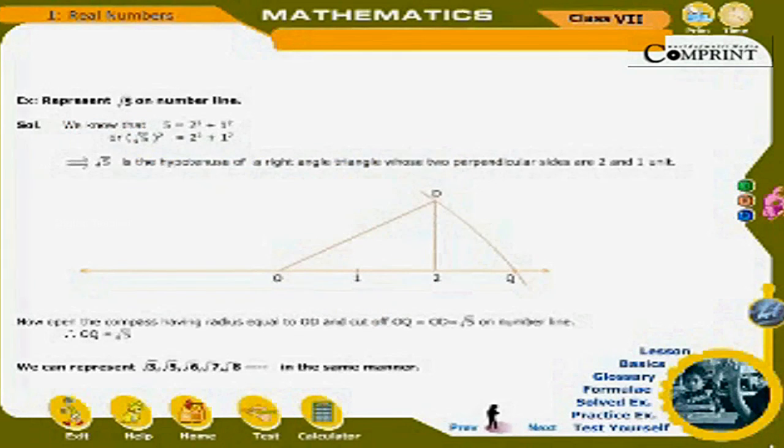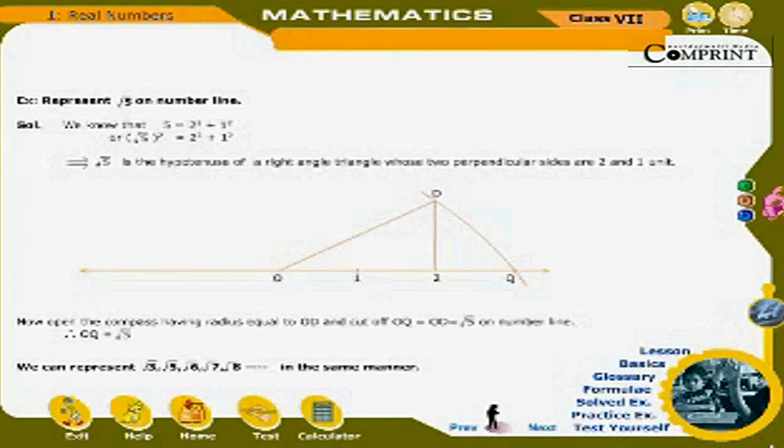Example: Represent under root 5 on the number line. Solution: We know that 5 is equal to 2 square plus 1 square, or under root 5 whole square is equal to 2 square plus 1 square, which implies under root 5 is the hypotenuse of a right angle triangle whose two perpendicular sides are 2 and 1 unit.